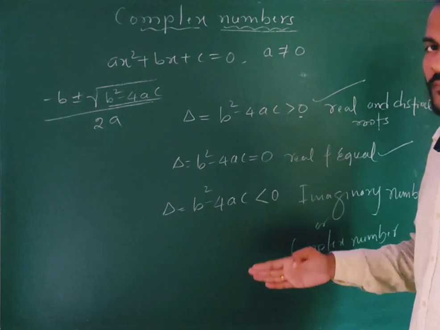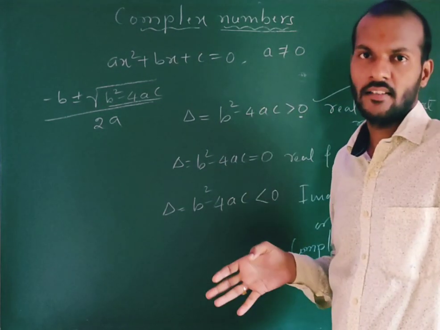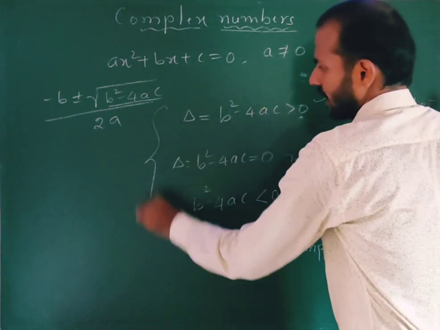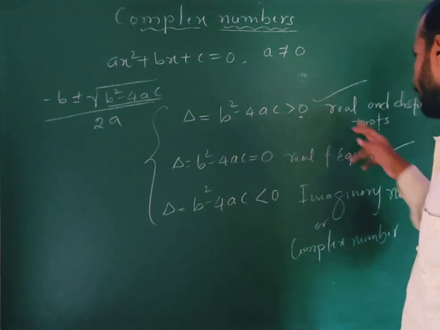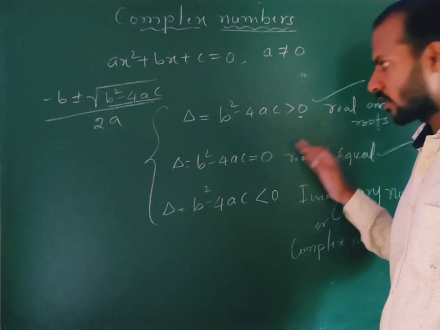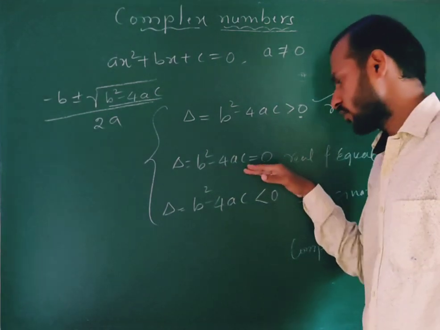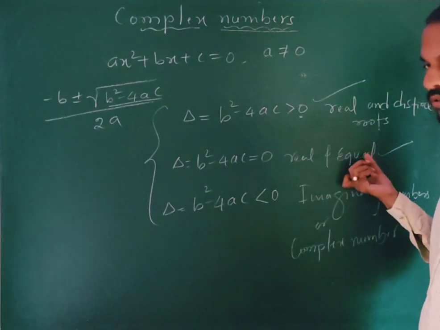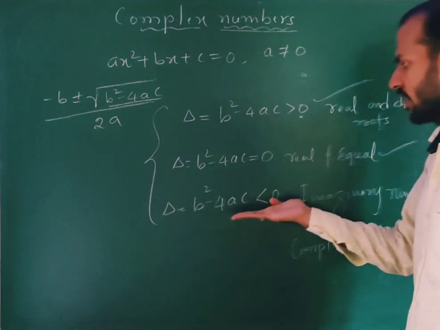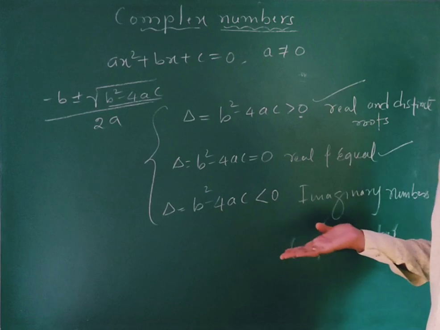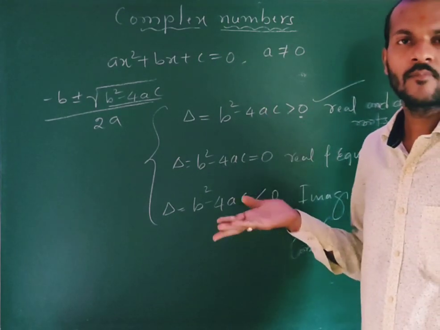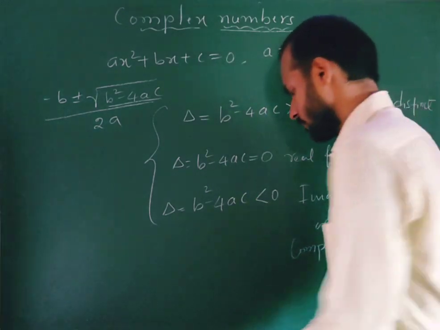That we will see by using examples for these three cases. When b square minus 4ac is greater than 0, whether we are going to get real and distinct roots or not. When b square minus 4ac equals to 0, whether we get real and equal roots or not. When b square minus 4ac is less than 0, finally whether we get imaginary roots or complex numbers or not. Let's check by using examples, right?